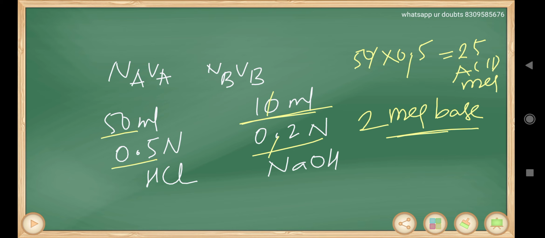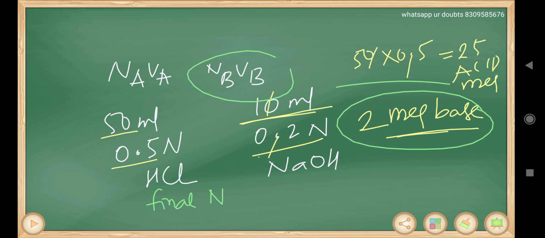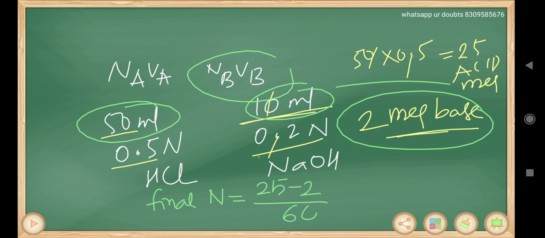But if you want to calculate the exact pH, you need to find out the normality. For normality, we have a simple formula. Final normality: which is strong here? Base is having 2 milliequivalents, and acid is having 25 milliequivalents. So final normality is equal to 25 minus 2 divided by total volume. This is 50 ml, this is 10 ml, so the volume is going to be 60 ml. Final normality is equal to NaVa minus NbVb by Va plus Vb. Here NaVa or NbVb, which one to be taken first means which is in higher quantity.